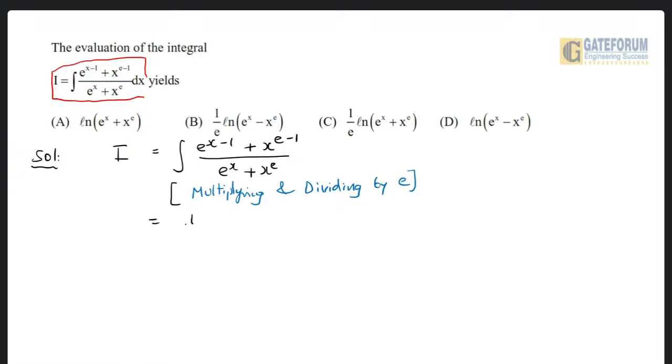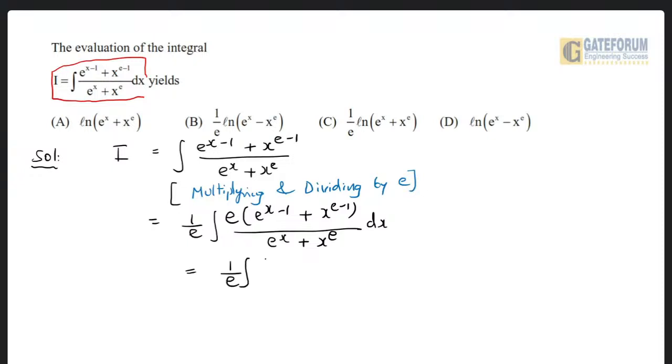So I want to write 1 by e outside, and inside the numerator, multiply the numerator terms, two terms by e. e into e power x minus 1, denominator no change, e power x plus x power e dx. So this simplifies to 1 upon e times the integral of e into e power x minus 1 plus e into x to the power e minus 1, divided by e power x plus x power e dx.